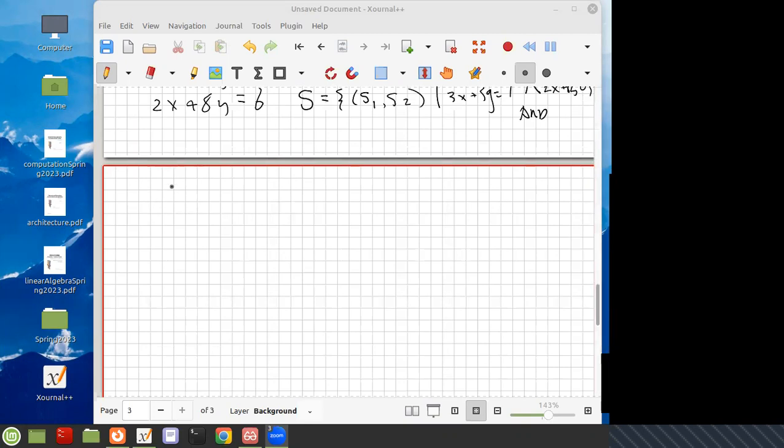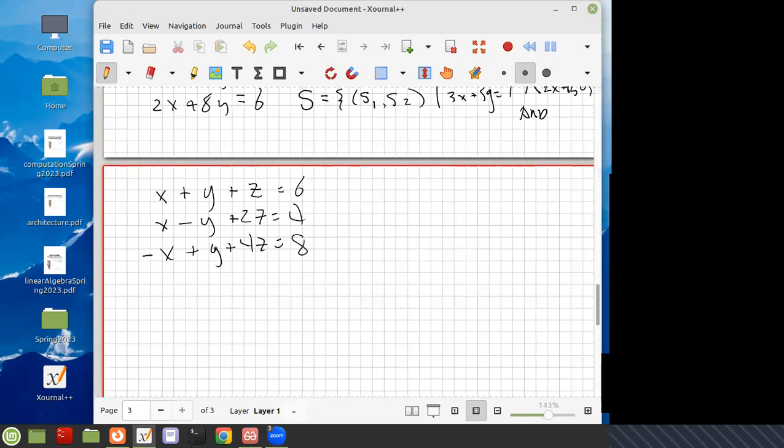So here, let's write down a linear system. Let's say we have x plus y plus z equals 6, and say x minus y plus 2z equals 4, and say minus x plus y plus 4z equals 8. I have no idea what the solution is.